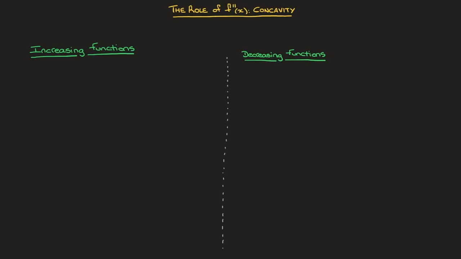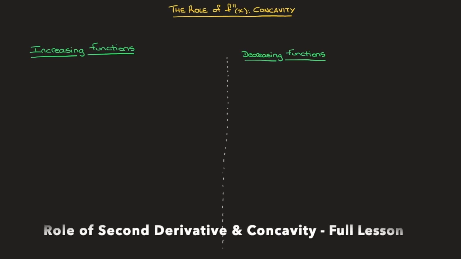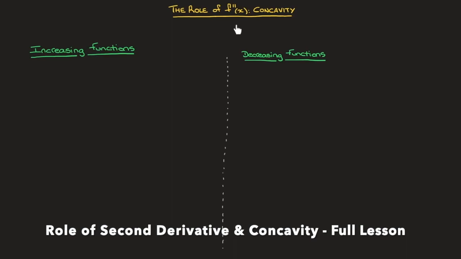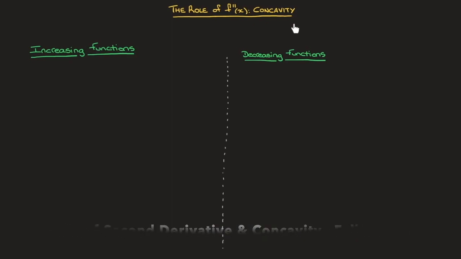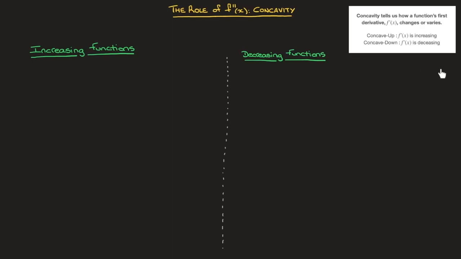Hi everyone, in this video I'd like to spend a bit of time to discuss the role of the second derivative, f''(x), and in particular I'd like to show you how it's connected to a function's concavity. Now, in the upper right hand corner of the screen here, you can see a brief description or summary of what a function's concavity actually tells us. Put simply, it tells us how the function's derivative or gradient changes.